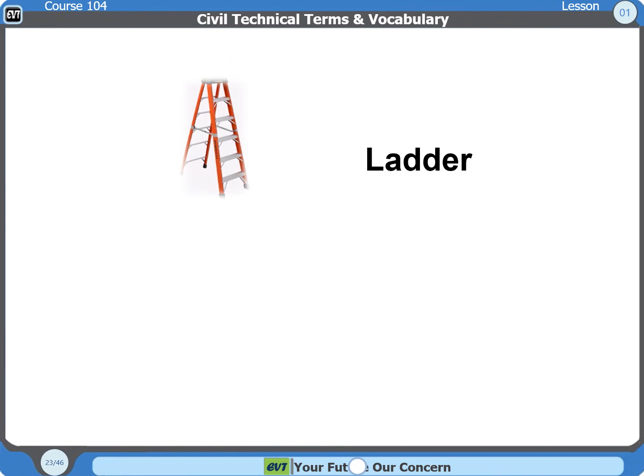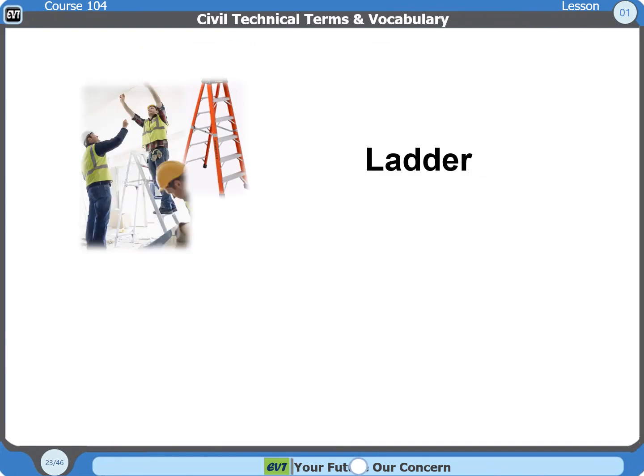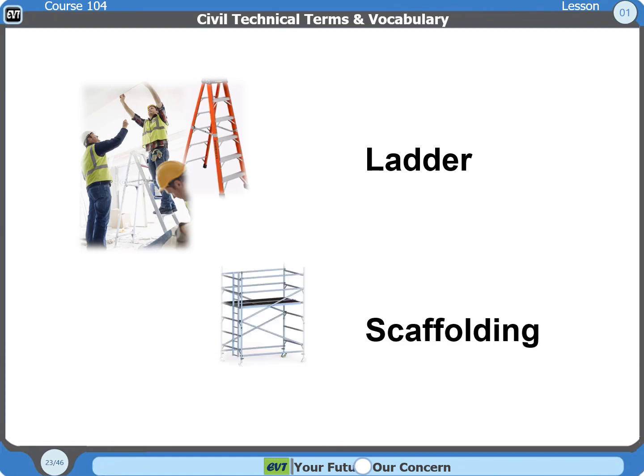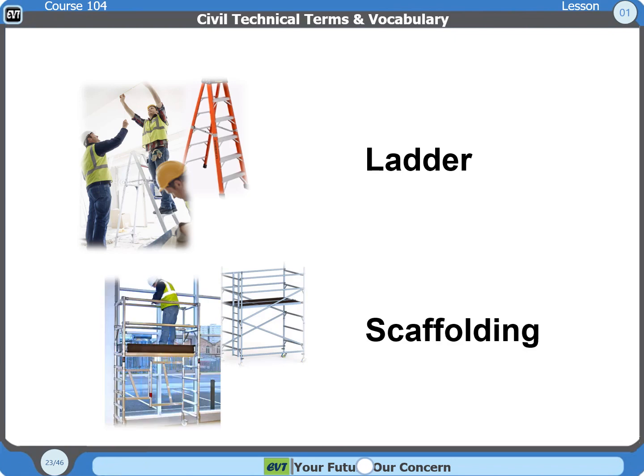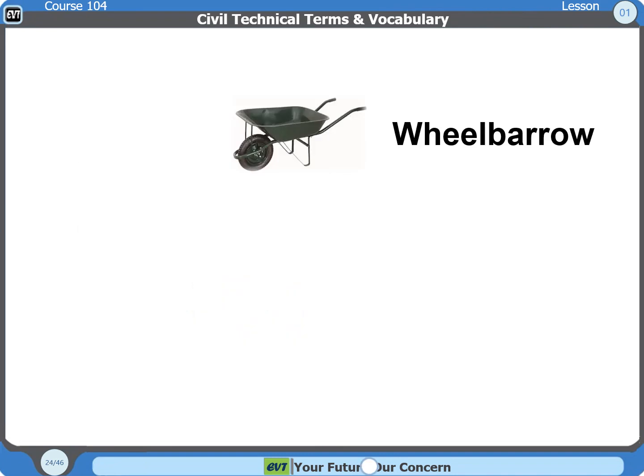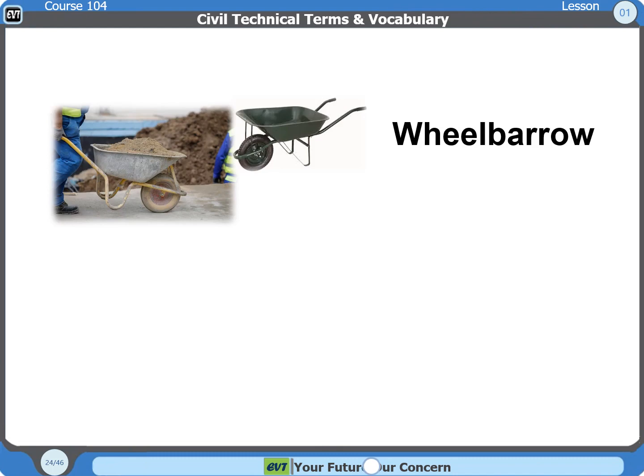Now we have a ladder. A ladder is a vertical or inclined set of steps, either portable or fixed, for vertical movement. We have scaffolding. Temporary platform used to elevate and support workers and materials during the repair or cleaning. We have wheelbarrow. Wheelbarrow used to transport bulk weights of materials like cement, sand, concrete mix.